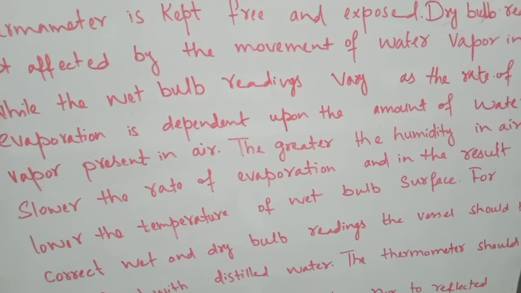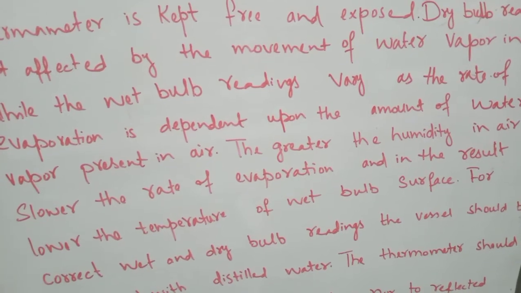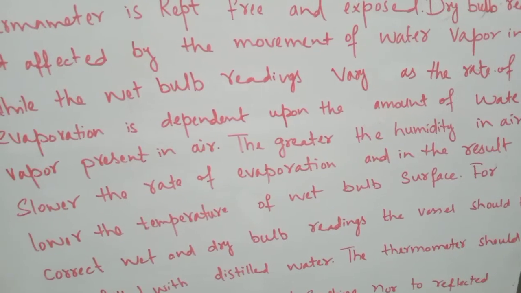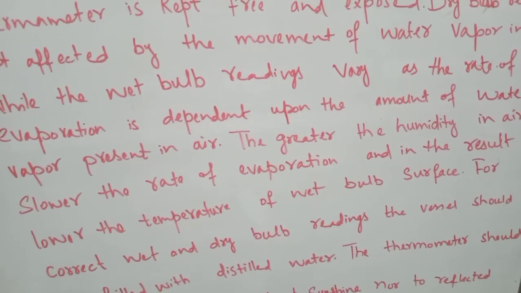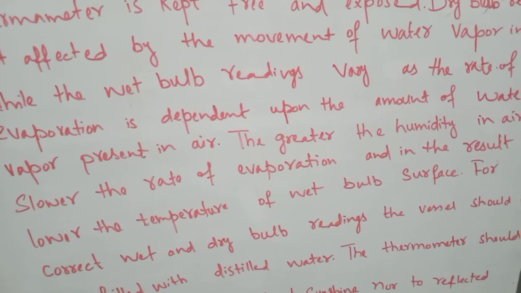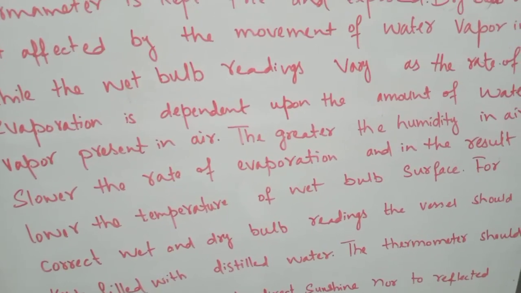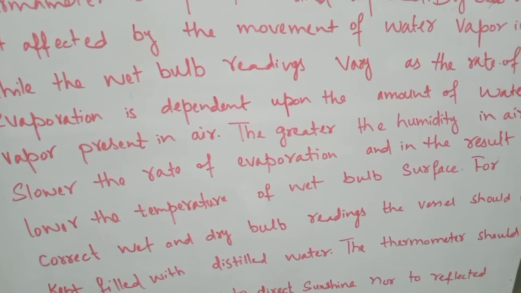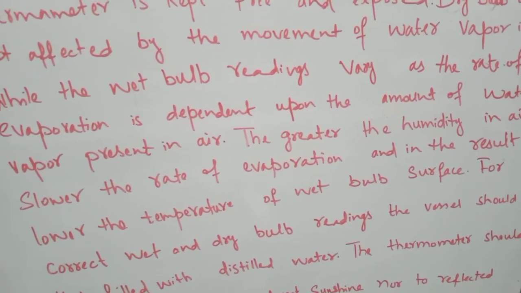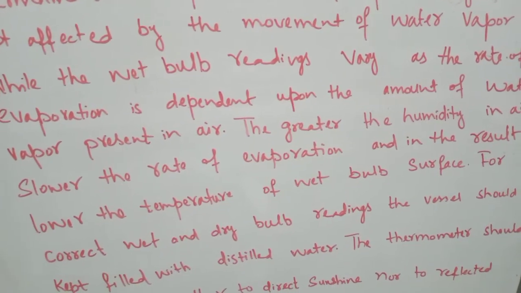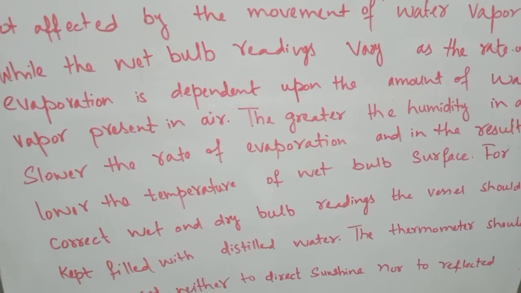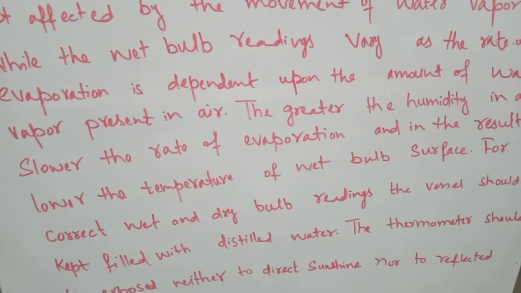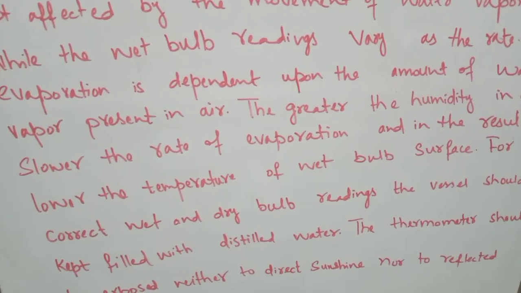The greater the humidity in the air, the slower the rate of evaporation, and the result is that it will lower the temperature. So the dry bulb temperature and readings are not going to be affected, while in the case of this apparatus, two thermometers are attached to a wooden box, one dry and the second one wet. The wet one was attached to a continuous supply of water, so the reading of the wet bulb will be affected.